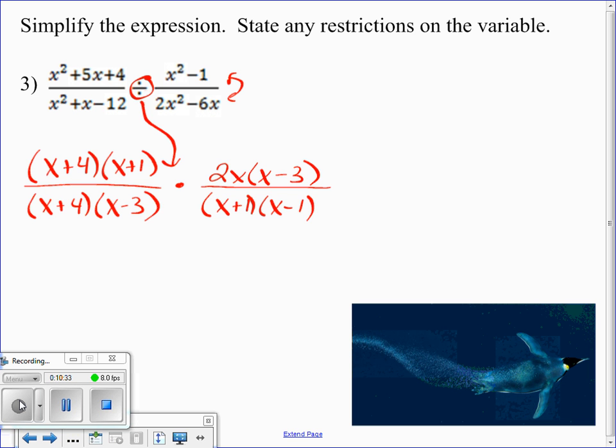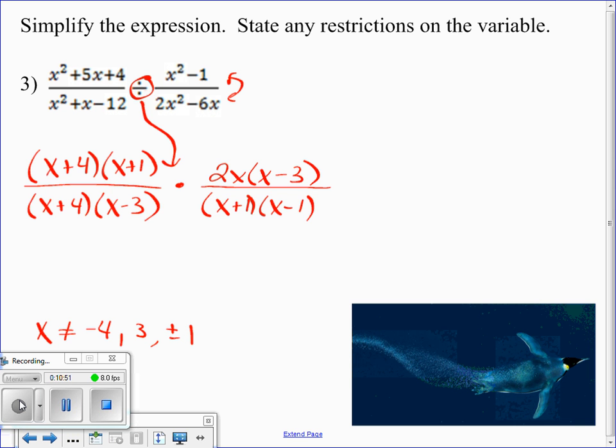You doing okay? How many of you actually did do all of that at once on your paper? I saw some of you did. Okay. If not, it's totally fine. So your next step is your restrictions. So x cannot equal -4, 3, and plus or minus 1.